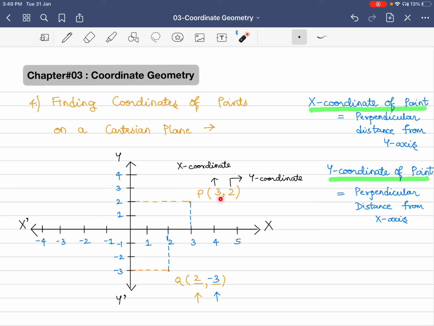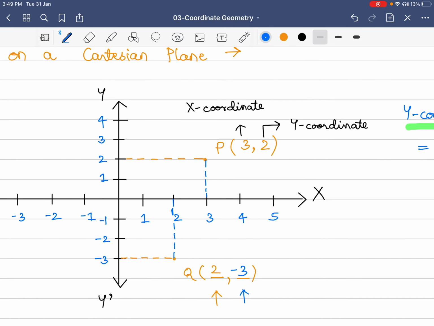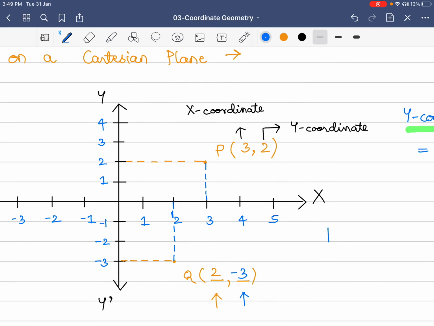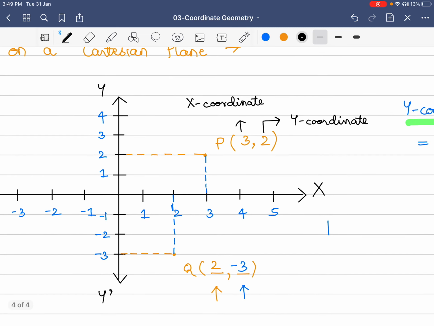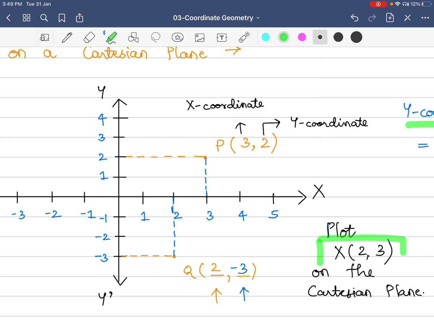Note that P(3, 2) will be very different from P(2, 3). So in fact, let's do that as a part of an exercise. Let's say there is another point. So I'm going to write here: plot (2, 3) on the Cartesian plane. Okay, so this is our Cartesian plane, and let's plot this point, (2, 3).